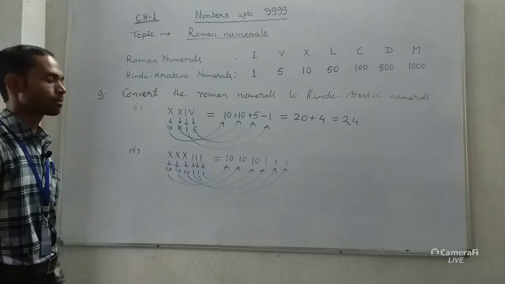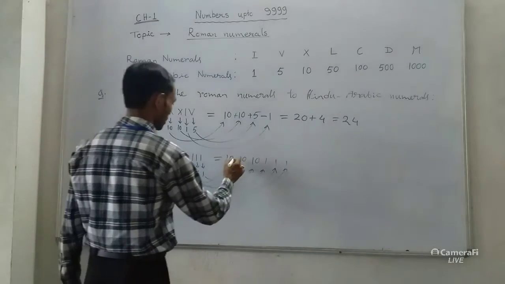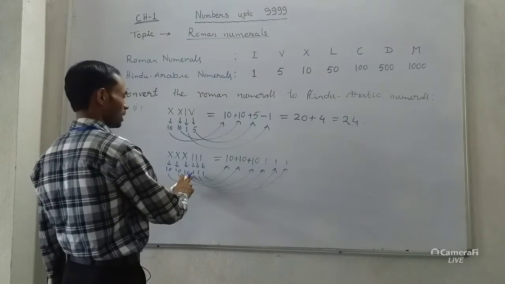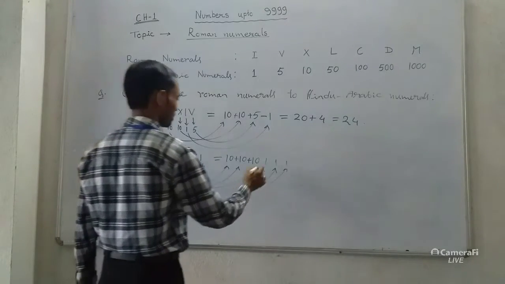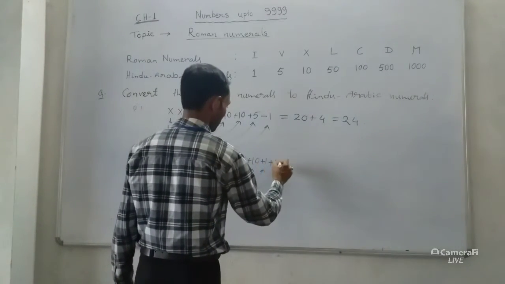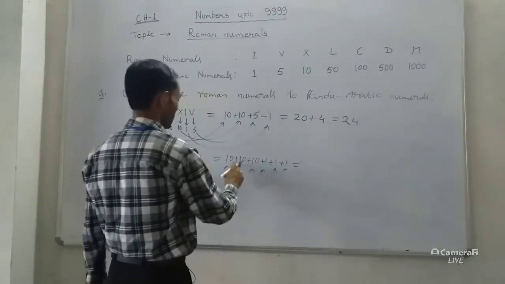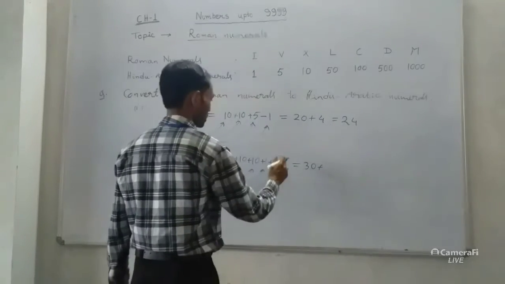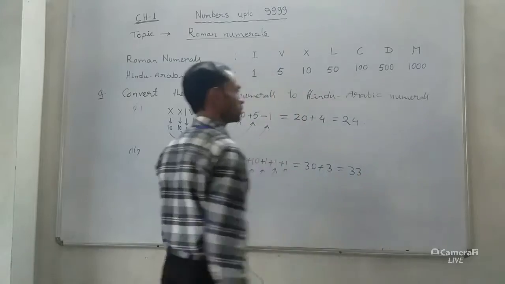Now put the symbols according to the rule: 10 after 10 after 10, so 10 plus 10 plus 10. Then after 10 there is 1, and 1 is written on the right side of 10. So there will be add, successively 3 ones. So we get 10 plus 10 plus 10, 30, plus 1 plus 1 plus 1, 3. So we get 33.